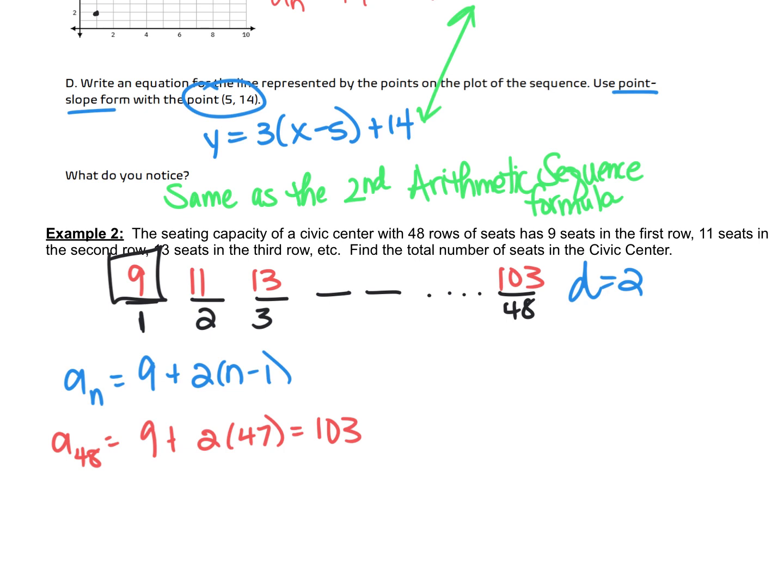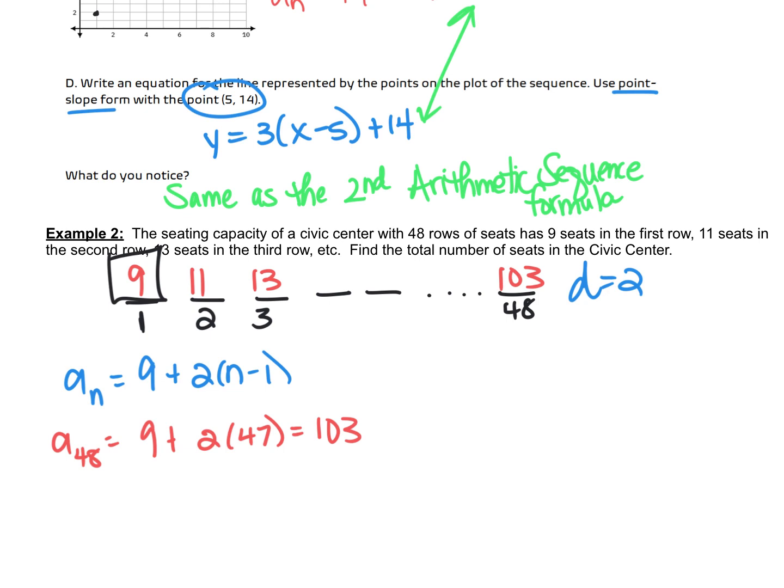How might you approach finding out the total number of seats? No, the factorial thing. Well, that's if we multiply, but we're adding. That's a good strategy. That was a good thought. Could we get all 48 rows and add them all up?